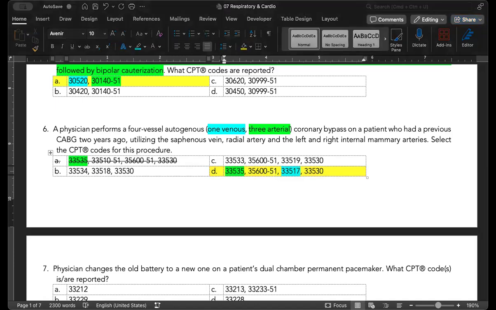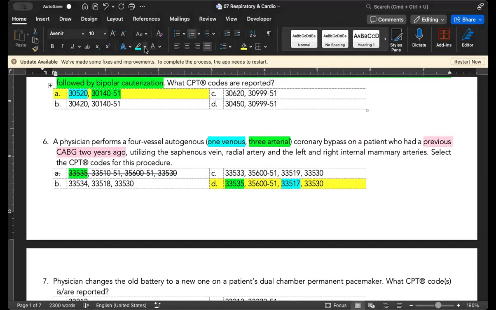However, I do want to go ahead and at least show you the other two codes that we're going to pull out from a documentation standpoint. Okay. So this patient had a previous CABG 2 years ago. So this is telling us that this is going to be a reoperation.